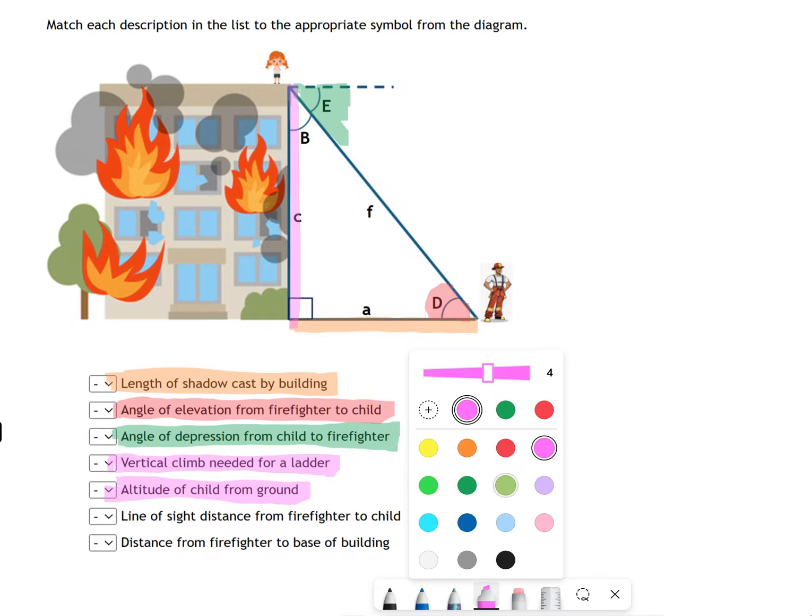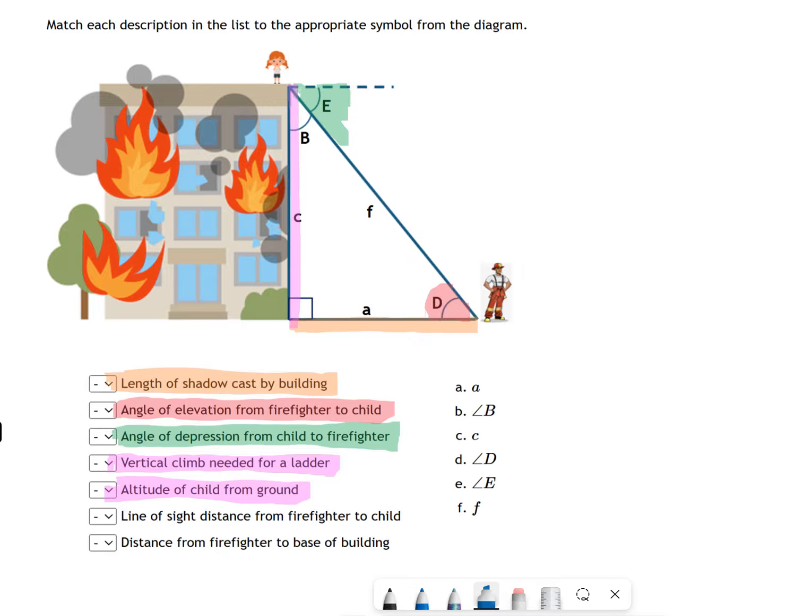Now we've got an interesting one. Line of sight. Line of sight from the firefighter to the child. So what line of sight means is if you are imagining the direction his eyes are going when he looks up to the kid on the top of the building, that's what line of sight is. Okay, line of sight is the direction of sight.